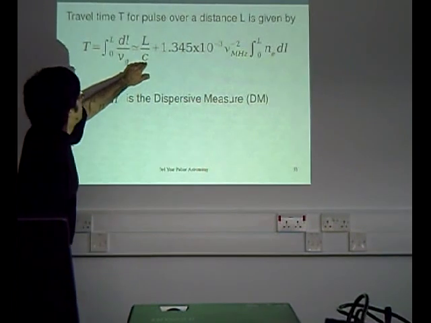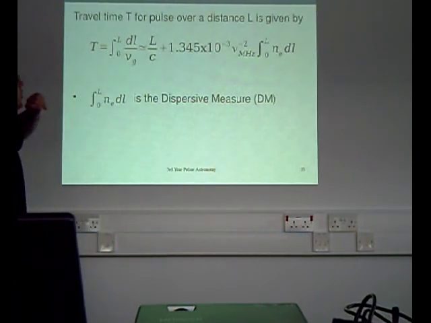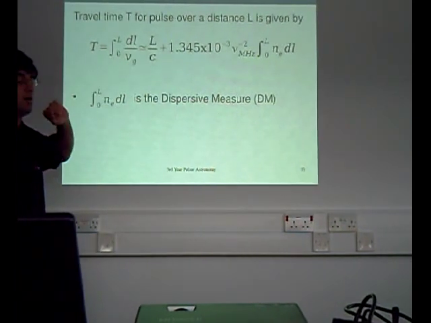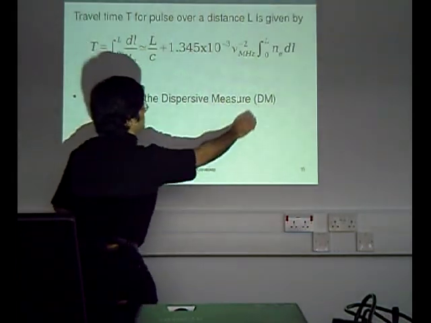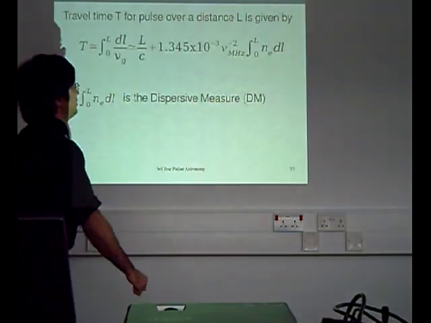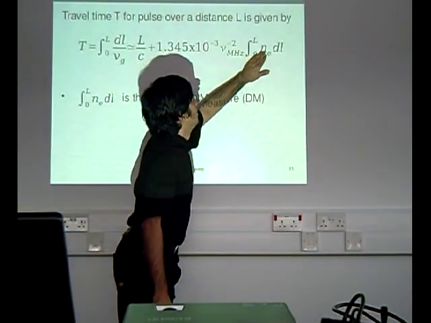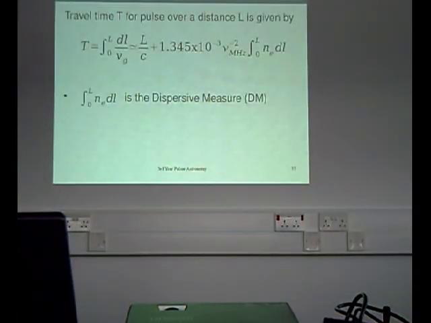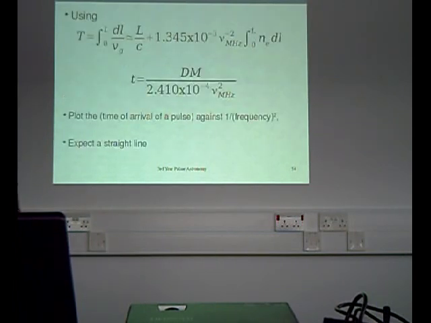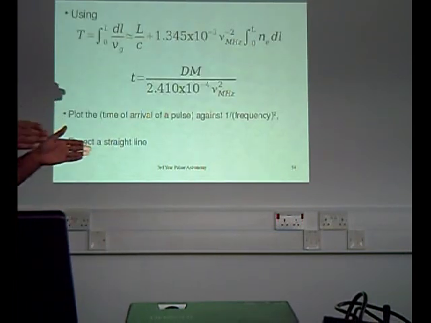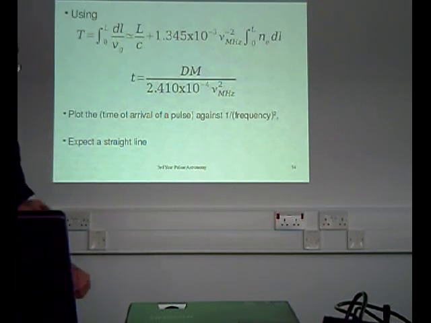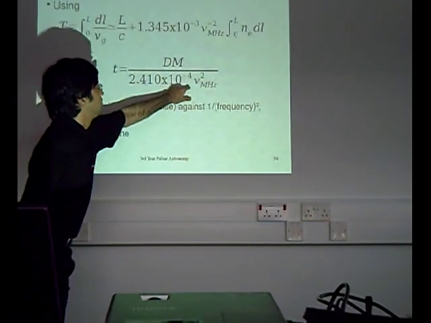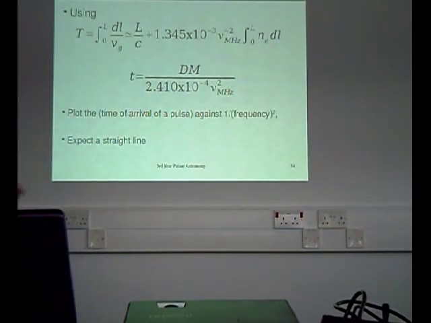The first term here would be the travel time if there were no dispersive medium, no electrons. And this term here we'll call it the dispersion measure. That's a measure of the electron density and the distance between Earth and the pulsar. And if we simplify that further, we're only interested in the time delay between the pulses. We get something which is t is proportional to 1 over nu squared. And if I plot t against 1 over nu squared, I expect a straight line.